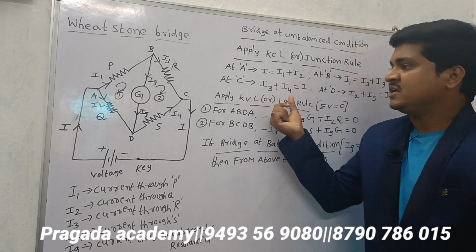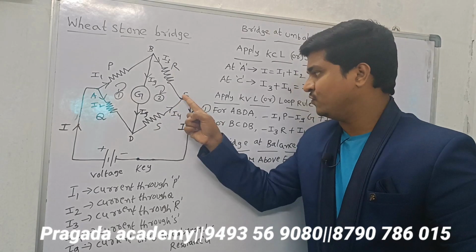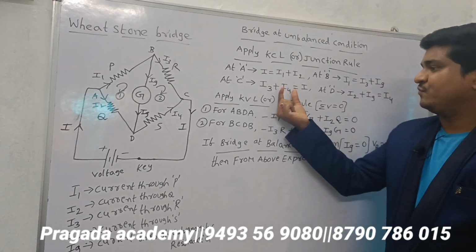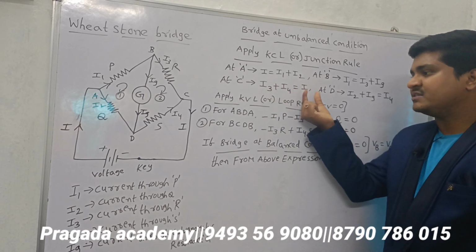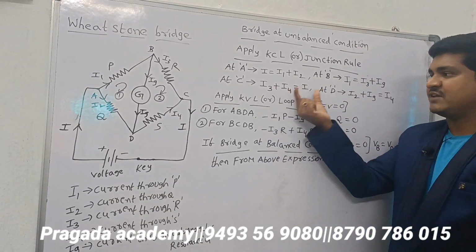At C, if you observe, the entering currents will be I3 and I4, and the leaving current will be I. So at C what will come? I3 plus I4, the sum of the currents entering equals the sum of the currents leaving the junction, which is I. So I3 plus I4 equals I.